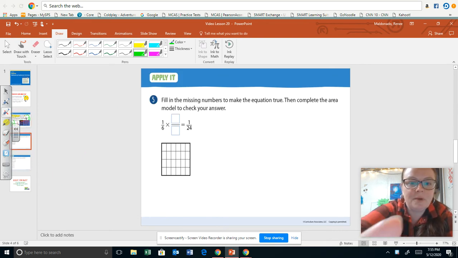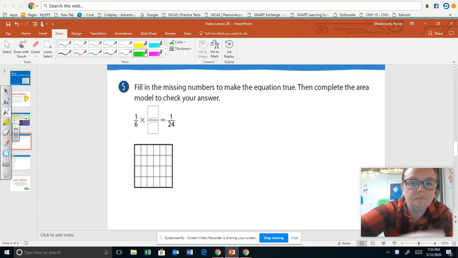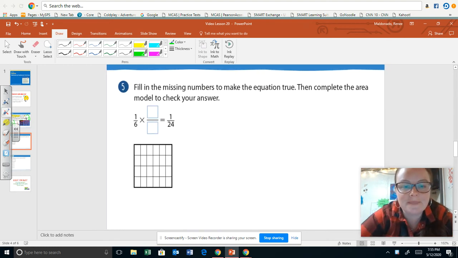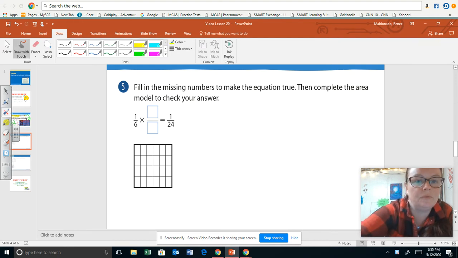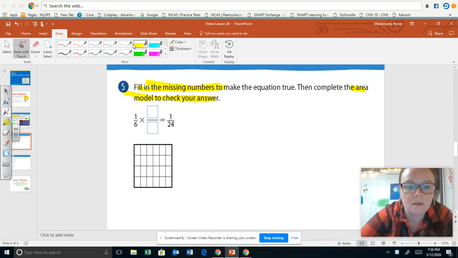Okay, the next problem here says fill in the missing numbers to make the equation true. Then complete the area model to check your answer. All right, so for this problem, we have 2 jobs again. We have to find the missing numbers and then check our work using an area model. All right, I like these. It's like a missing piece of the puzzle.